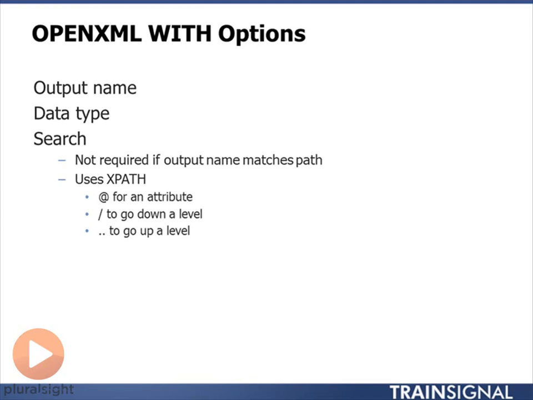Now, if it turns out that the output name matches the path, we don't need to provide this. But if it doesn't, then we can use XPath for this. And if you remember, with XPath, we're going to use an @ for an attribute, a / to go down a level, and just like a directory structure, if we wanted to go up a level, then it's going to be 2 dots to go up one level. Let's take a look at how OpenXML will allow us to shred and convert our XML data into tabular data.